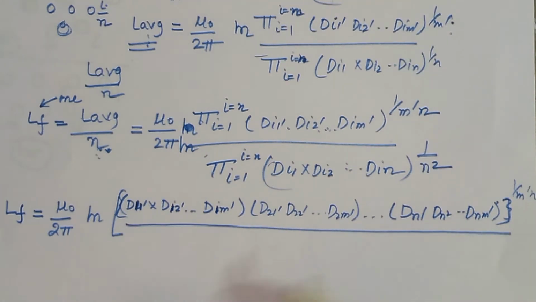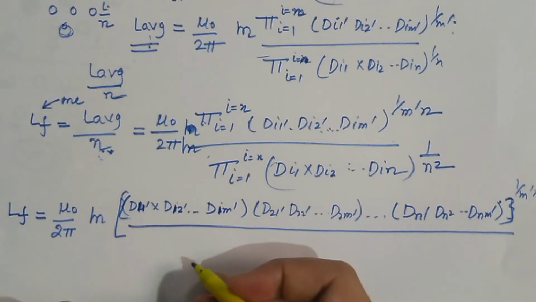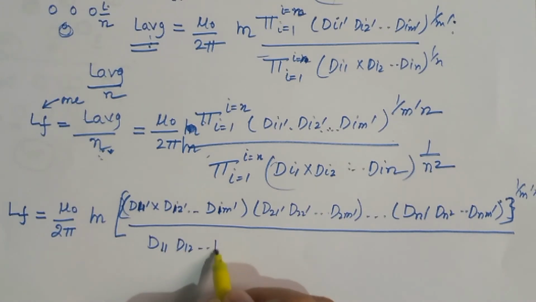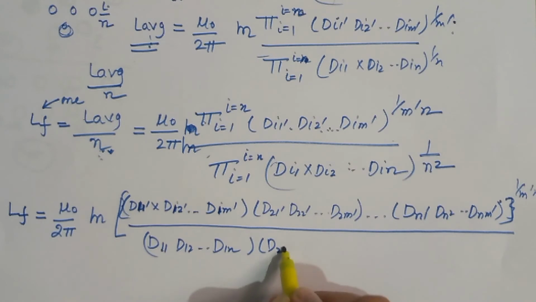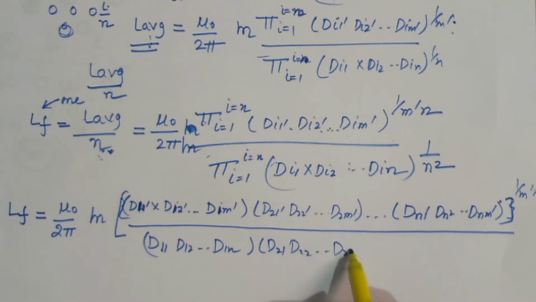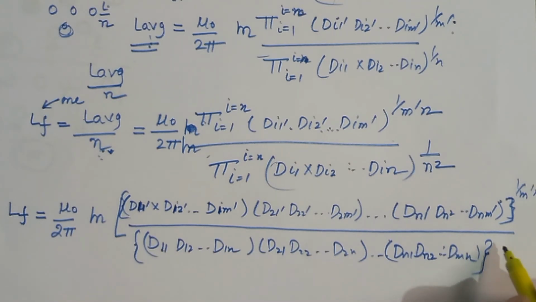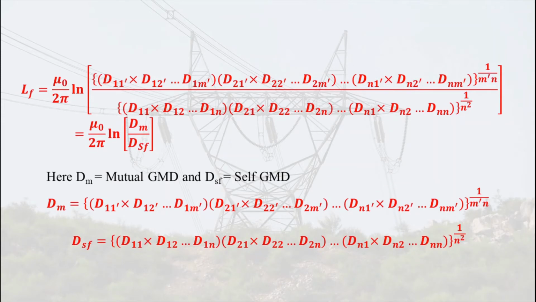Similarly, we can write the denominator as d11, d12, d1n, d21, d22, d2n, dn1, dn2, dnn, and the power of this whole is 1 by n square. So friends, finally we get this expression of inductance LF. LF means inductance of forward path, which equals mu naught upon 2 pi multiplied by log of this.